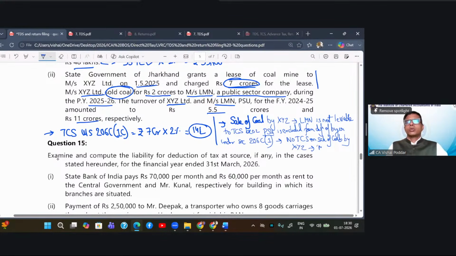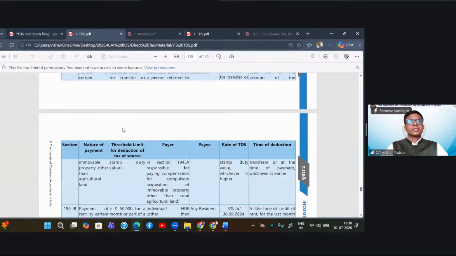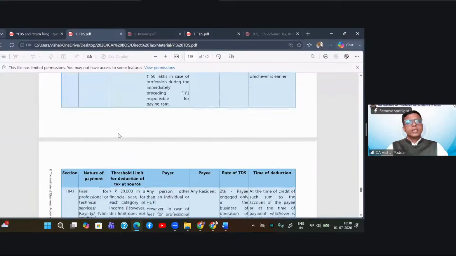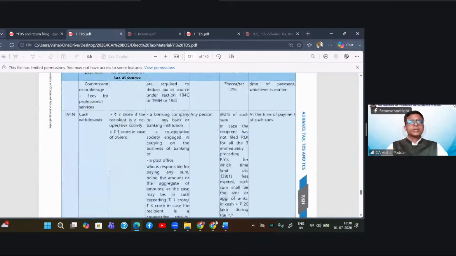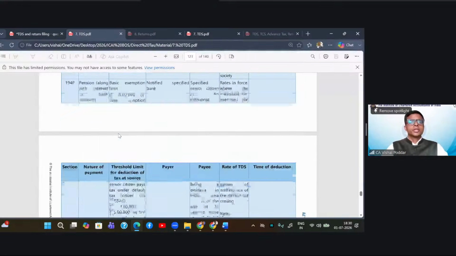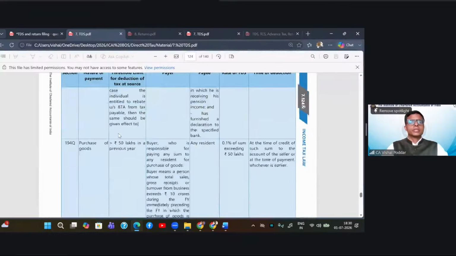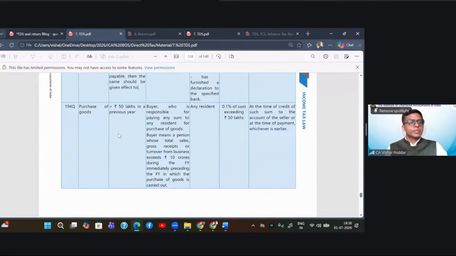XYZ to LMN, right? But interestingly, students, and this is the beauty of this TDS TCS, in TDS we have another provision which is on transactions of purchase and sale of goods. This one, 194Q.